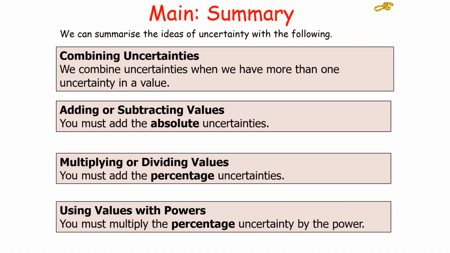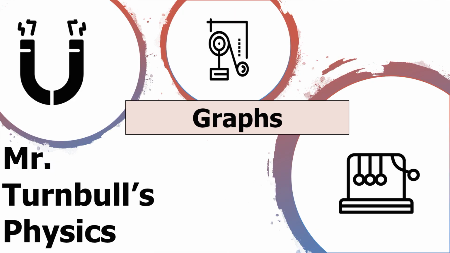Now you can combine uncertainties by, if you're adding or subtracting values, adding the absolute uncertainties; by multiplying or dividing, adding the percentage uncertainties; and then if you've got values with powers in, you multiply the percentage uncertainty by the power term. So let's now have a look at graphs.